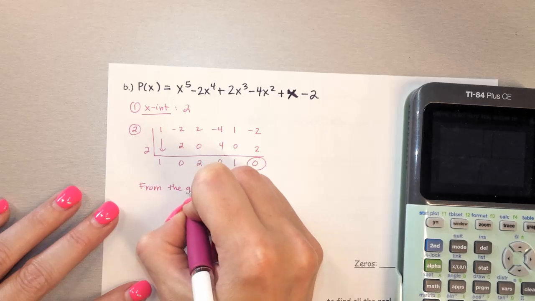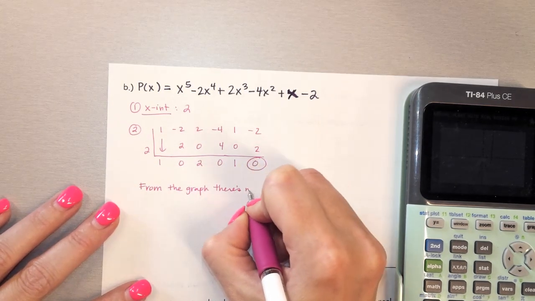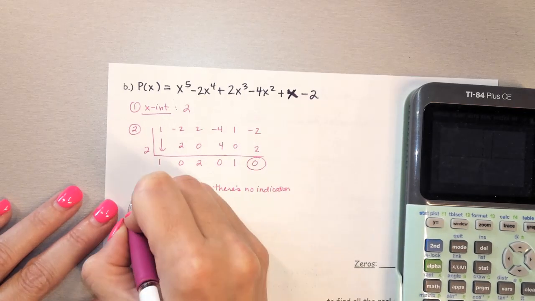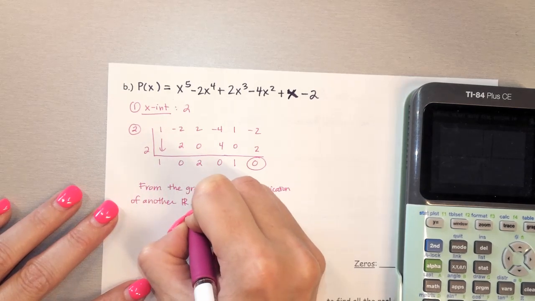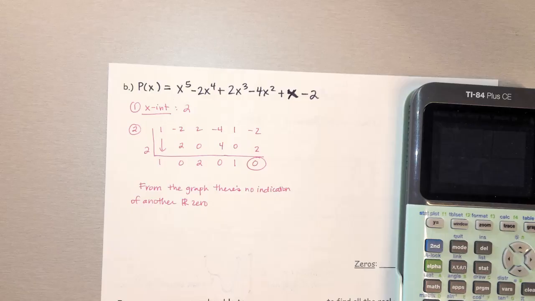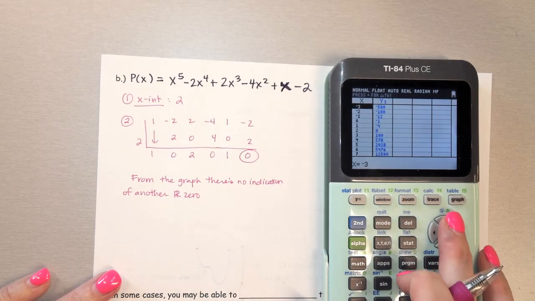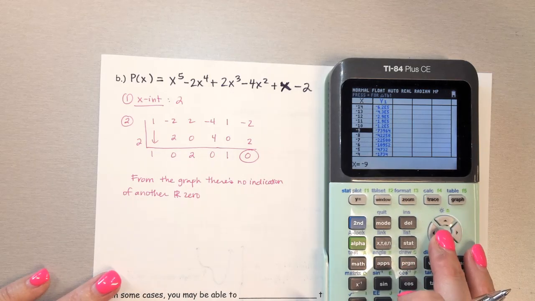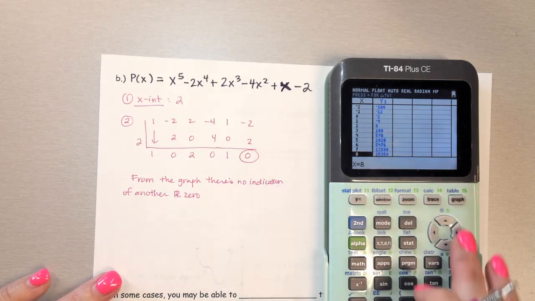From the graph, there's no indication of another real 0. It could be out of the frame. If it was out of the frame, I could scroll my table. I could look for anything there. There's the one we already found.